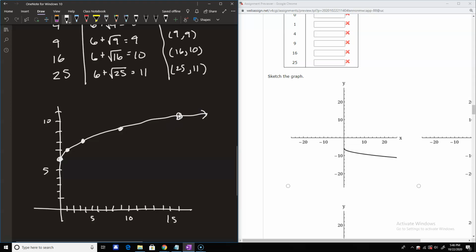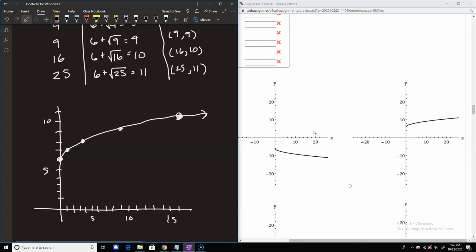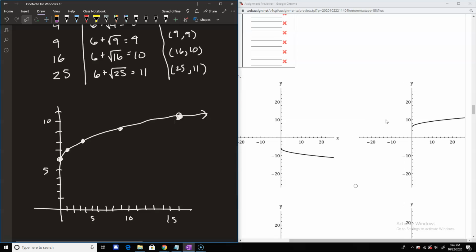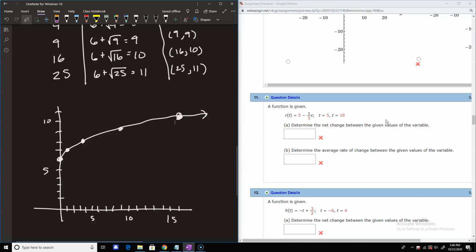And again, we know the domain of this graph is x greater than or equal to 0, so there should be nothing to the left of the y-axis. So anyway, that graph looks to me about like graph B here. Yeah, so it's the second graph.